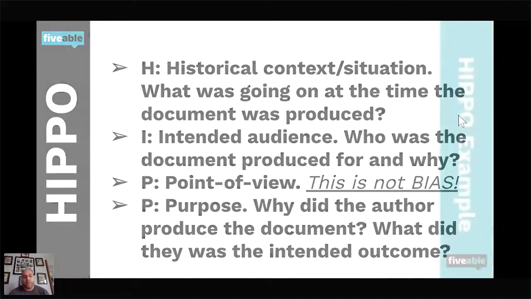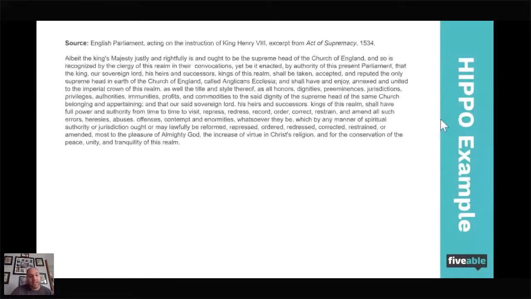So here is an example of HIPPO. This is actually from a DBQ from previous years. It is the English Parliament acting on the instruction of King Henry VIII. They have passed what was called the Act of Supremacy from 1534. Now, with the MCQ sections of the exam, whether it's your class exams or your DBQ, but most especially for the MCQ, what I tell my students is they need to read the source first. They need to know where it's coming from, what it's about, right?